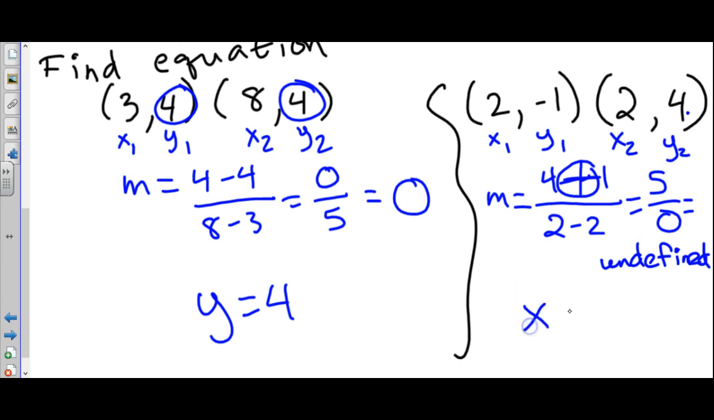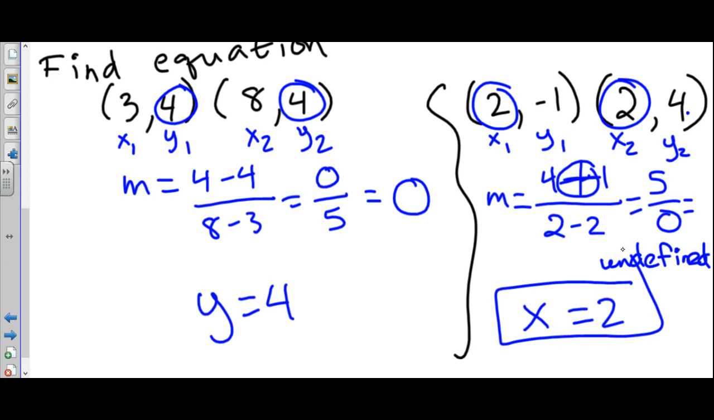That means we have x equals a number, and notice this time the x values match. That means x equals 2. So that concludes our discussion on slope and the slope of special lines.